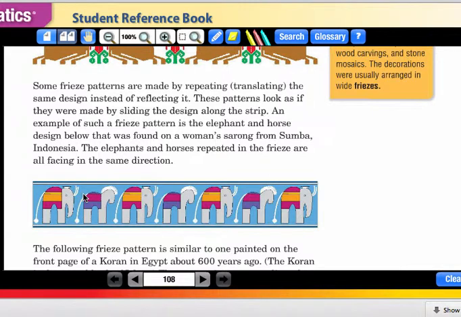Here are some elephants and horses on a sarong from Indonesia. You can see this elephant has translated to here. Here's another translation, here's another translation. So the elephants are sliding along. That's another example of a frieze pattern.